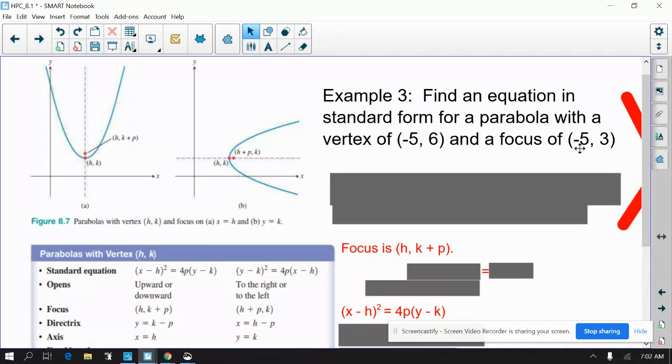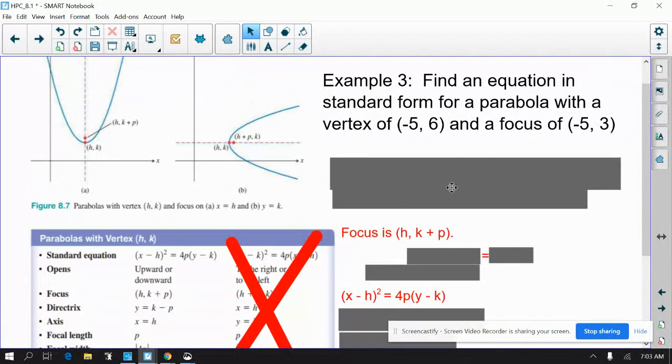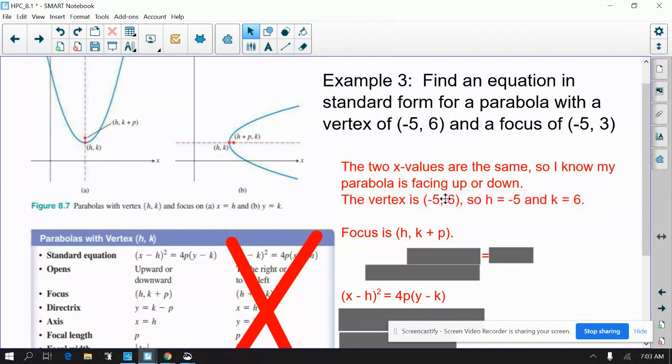Well, you see how the x values are the same? The x values are both negative 5. Which one of these two does that occur in? It occurs in this one, the one that's facing up and down. So based on this little clue, I know we're not talking about the movement of left and right. We're talking about a parabola facing up and down. Okay, so the vertex is negative 5, 6. Right away, the vertex is h, k. So I know h and k. H is negative 5, k is 6.